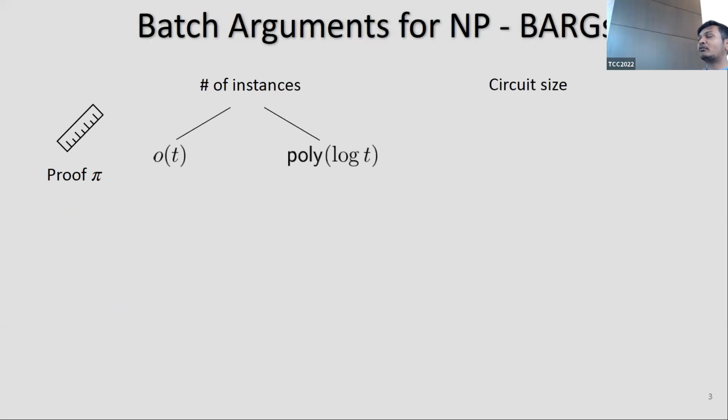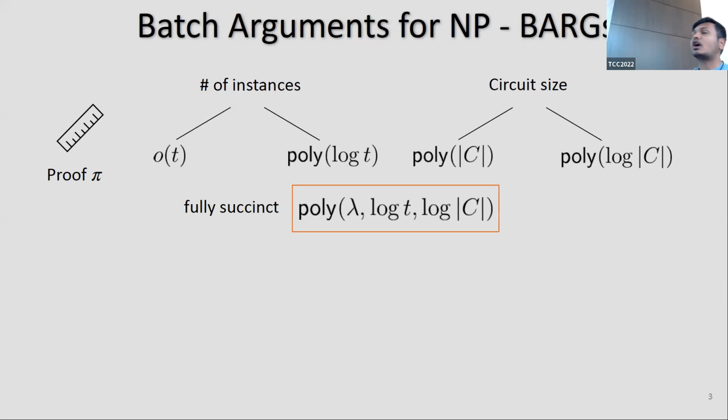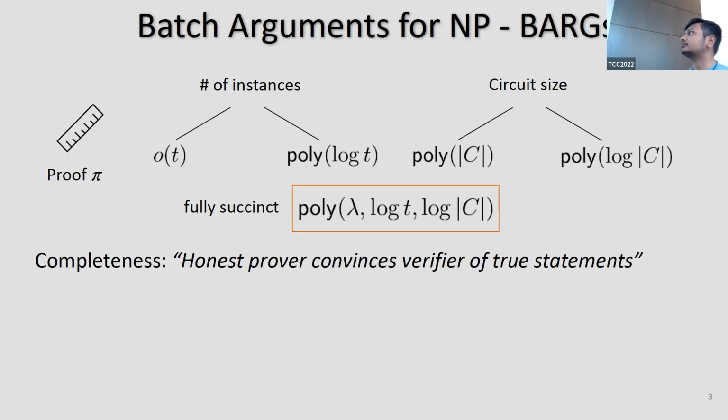If the proof size is sublinear in the number of instances that you're batching for these batch arguments, or BARGs, we say it's non-trivial, but we can ask for more succinct proofs where the proof size is polylogarithmic in the number of instances. Similarly, for circuits, it can either be polynomial in the circuit size or polylogarithmic in the circuit size. In this talk, we'll focus on fully succinct proofs, where the proof size is polylogarithmic in both the number of instances and the circuit size.